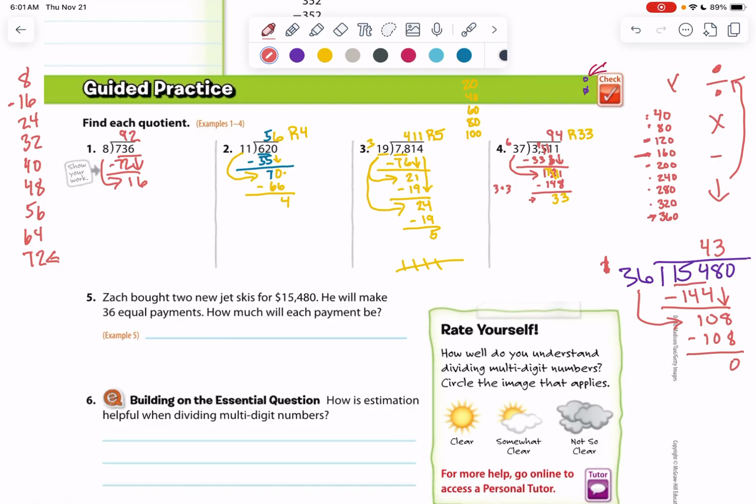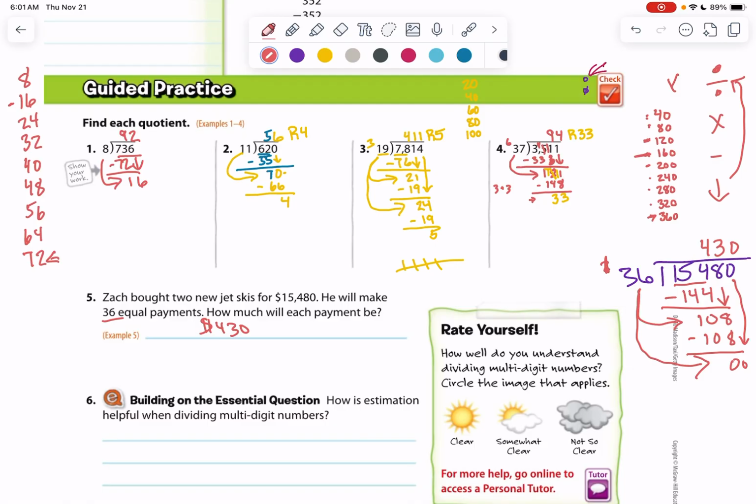So that's 0, but we have one more digit here to bring down. 0. Thank you, Raylan, for finding my mistake the first time around when I didn't bring down that 0. I appreciate you. But 36 doesn't. We can't make any groups out of 36, 0, right? So we're just going to put a 0 up here to indicate we can't make any groups of 36 out of 0. So Jack is going to make 36 equal payments of $430 in order to have fun on this jet ski.